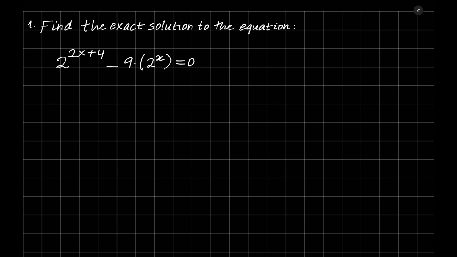Find the exact solution to the equation 2 to the power of 2x plus 4 minus 9 times 2 to the power of x equal to 0. Let's rewrite it. 2 to the power of 2x plus 4. Let's move this part to the right hand side, which is equal to 9 times 2 to the power of x. Now let's take the logarithm of both sides with respect to log base 2.